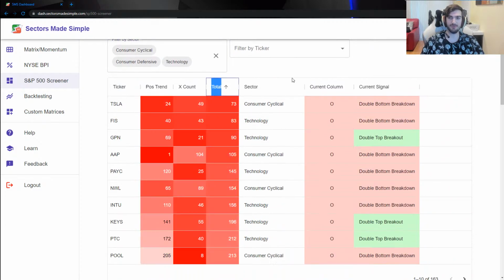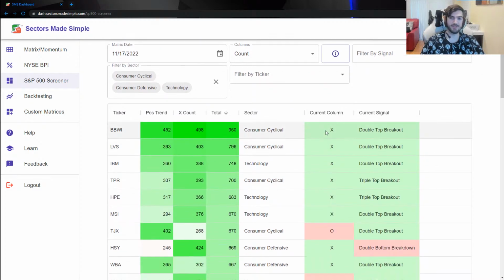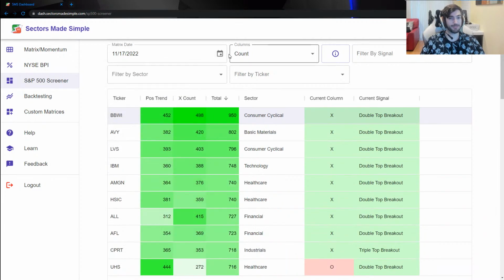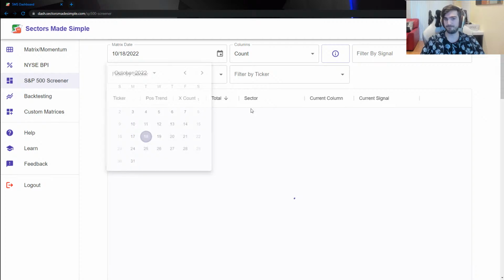Sort by total count. These are the overall strongest sectors, or overall strongest companies in the overall strongest 3 sectors. We want something that's in a current column of X's and is on a breakout. Cool, there you go, BBWI. You're done. The cool thing about all of this, let's go back in time 1 month.